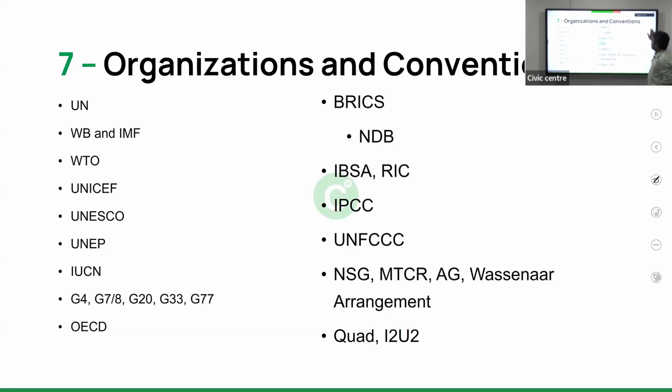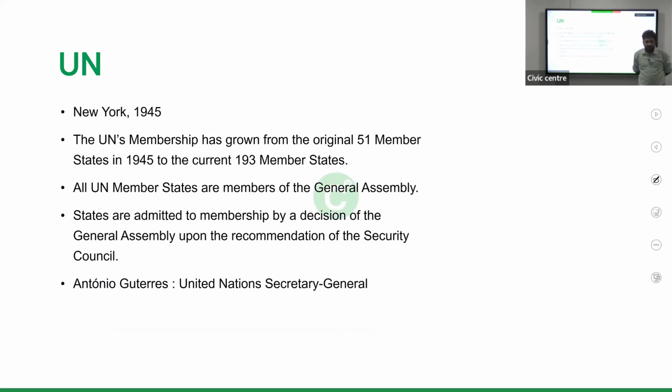Now look at the United Nations. You know the United Nations. Formerly, it was the League of Nations. It was established in 1945 after the Second World War. Its headquarters is in New York. As of now, there are 193 nations. The most recent has been South Sudan, making 193. Vatican City and Palestine have observer status.